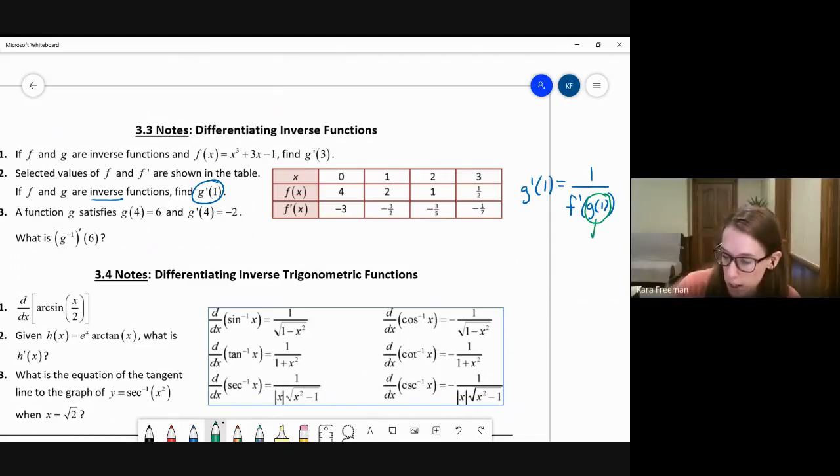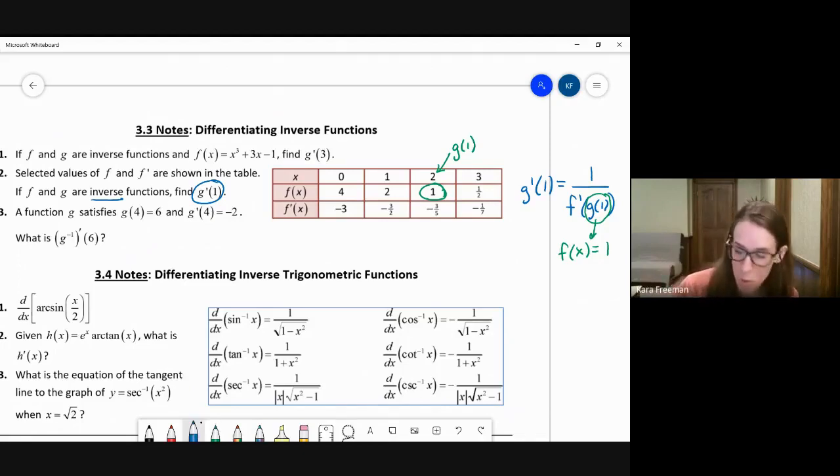Correct. You're looking for when f of x, so g of 1 means when f of x equals 1. So when f has a y value of 1. So f has a y value of 1 when x is 2. Does that make sense? g of 1 is 2. It's the x value for when f has a y value of 1.